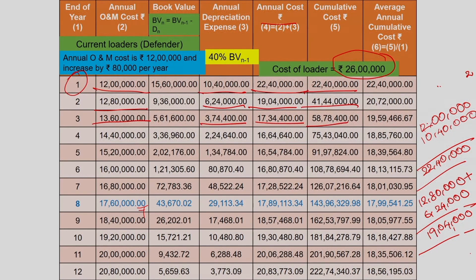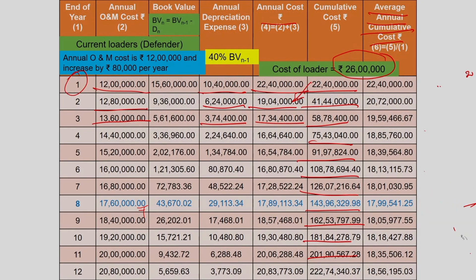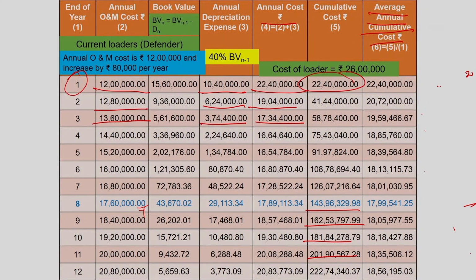You can find the cumulative cost by adding the cost of the first year with the second year, second year with the third year, like that you keep on adding. You will get the cumulative cost for all the years. Once you get the cumulative cost, we are going to calculate the average annual cumulative cost. That means you are going to divide the cumulative cost by the cumulative usage of the machine. In this problem, we have not taken the hourly basis, we are taking yearly basis. For the first year, the cumulative cost is 22 lakh 40,000, divided by the cumulative usage, which is 1 year. So, you get the average annual cost for the first year.